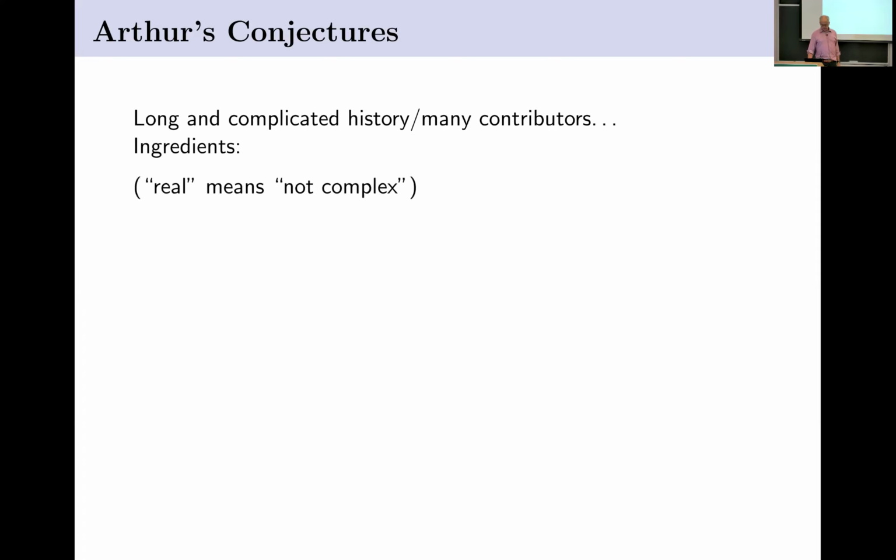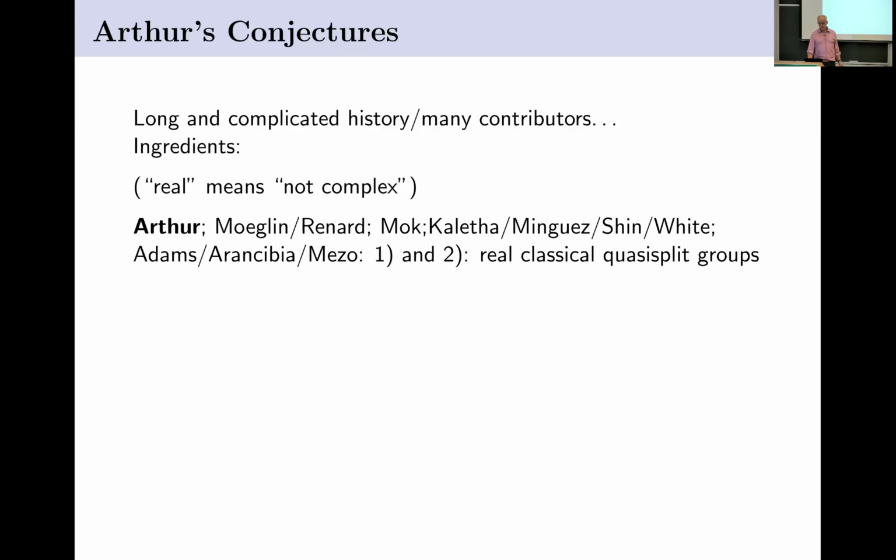given credit to somebody. Real means not complex. Real groups and complex groups. So the starting point of all of this is Jim's book. So I put his name in bold. And then there's a number of other results that go along with it, extending it to quasi-split groups and relating Arthur packets and ABV packets and various things. And if you put that all together, you conclude that 1 and 2 are both true for real classical quasi-split groups.